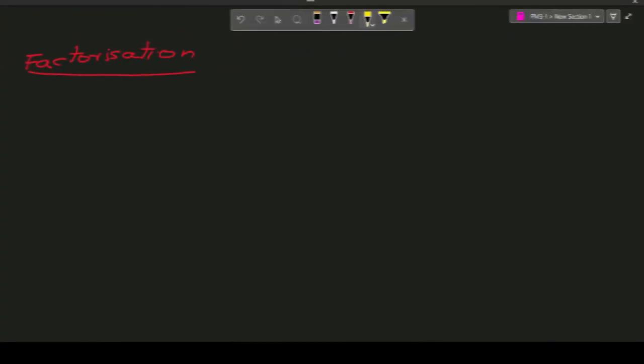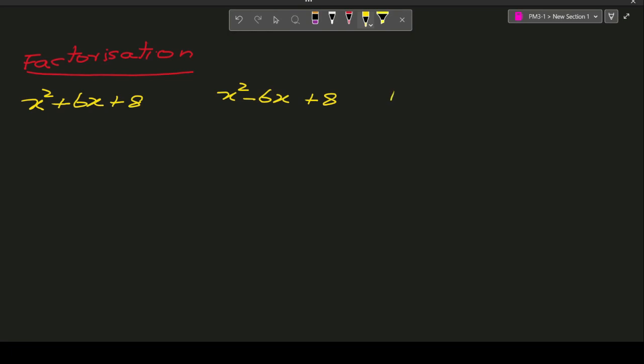Today I'm going to discuss how to factorize with the technique. Let me give you 4 examples. So first of all, x square plus 6x plus 8. We have to factorize this, and another example I will give you here. Same example, but a little bit of change. X square minus 6x plus 8. So what exactly we're going to do here?